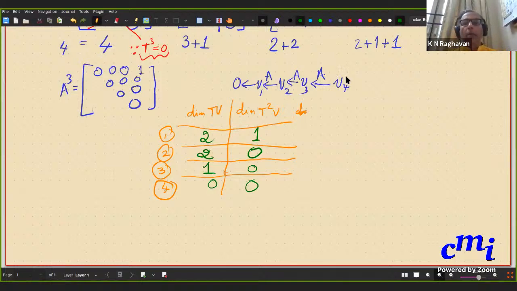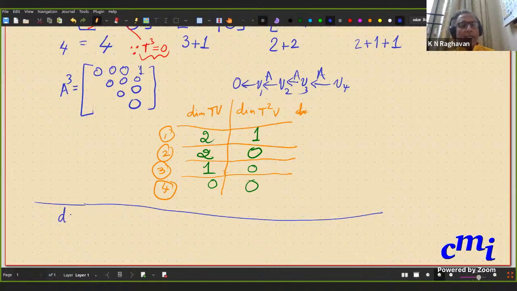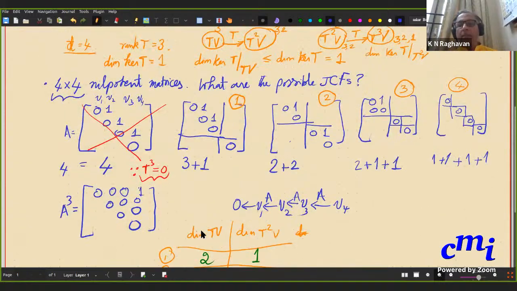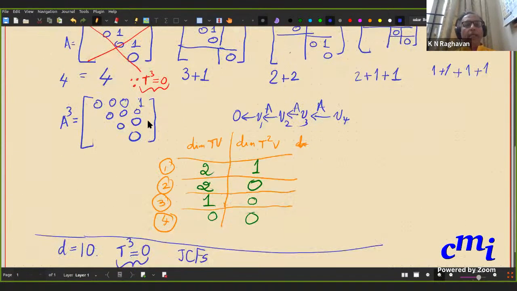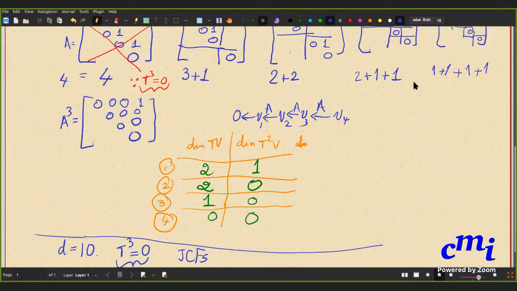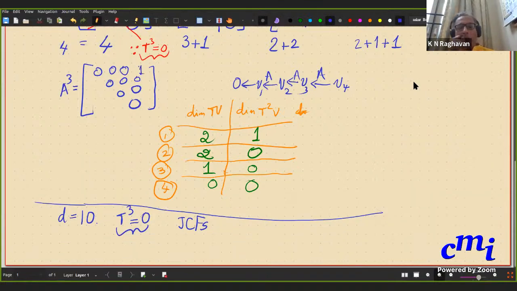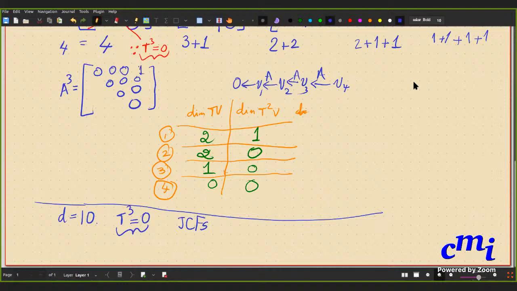So now let's up the stakes again. This is for 4 by 4. Let's say D equals 10. Take that. Again, T cubed is 0. What are the possible JCFs? Now, you don't have to write the JCFs. You don't have to write the matrices like this. You just have to write these. You take the partitions of 10 such that one of the entries should be 3. Why should it be 3?